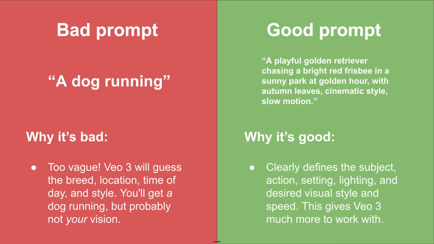A bad prompt is a dog running. Why it's bad? It's too vague. Veo 3 will guess the breed, location, time of day, and style. You'll get a dog running, but probably not your vision. And a good prompt is a playful golden retriever chasing a bright red frisbee in a sunny park at golden hour with autumn leaves, cinematic style, slow motion. Why it's good? Well, it clearly defines the subject, action, setting, lighting, and desired visual style and speed. This gives Veo 3 much more to work with.